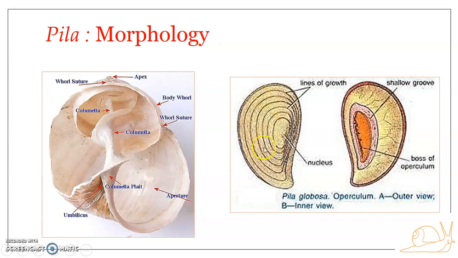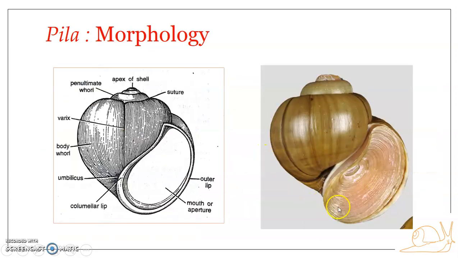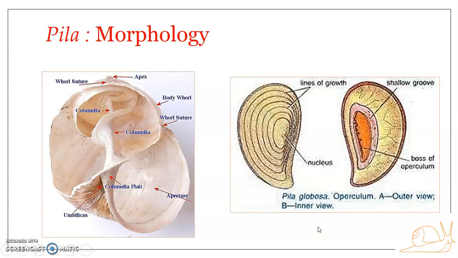You can see here the operculum is formed of chitinous material, hardened by calcareous deposits, and it is secreted by the gland cells of the foot. The operculum is attached dorsally to the foot. This is the flat surface, which is visible outside, and it bears numerous concentric rings. These concentric rings are known as the lines of growth.